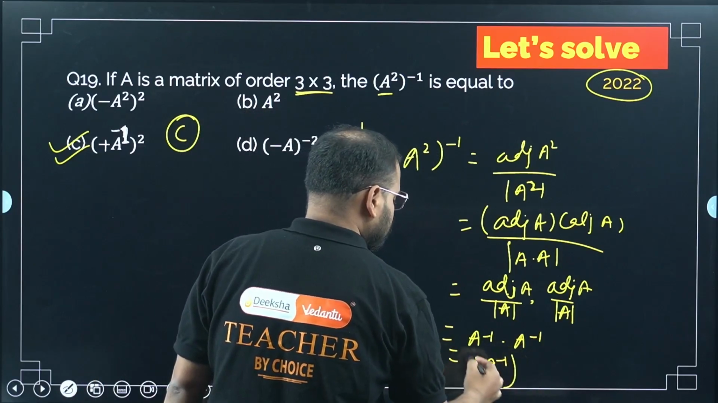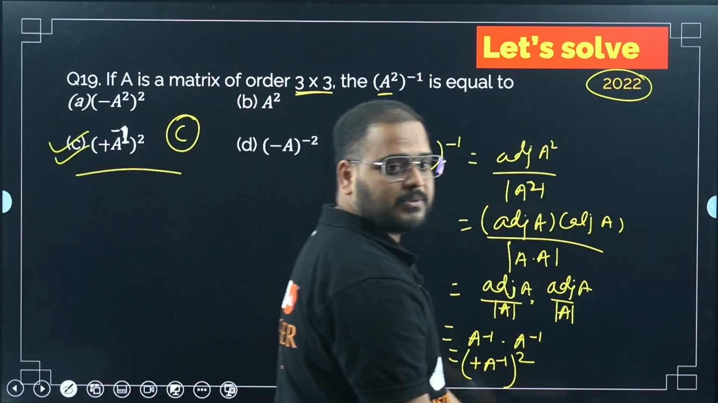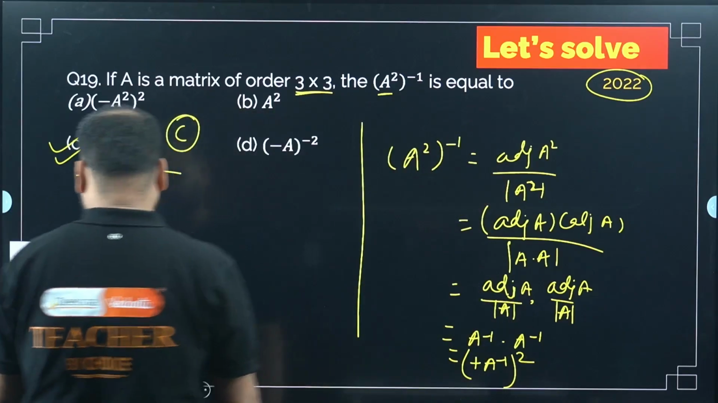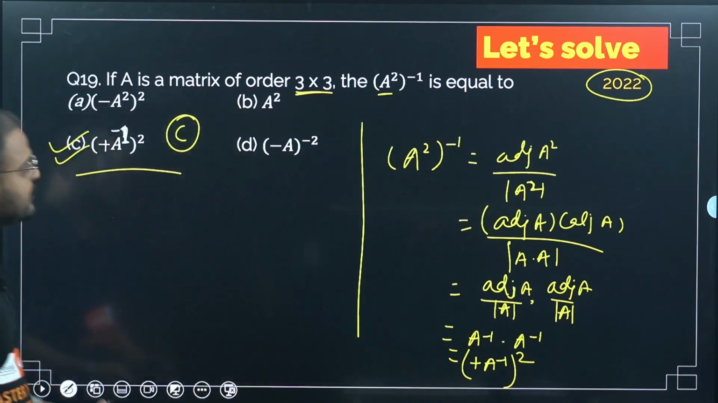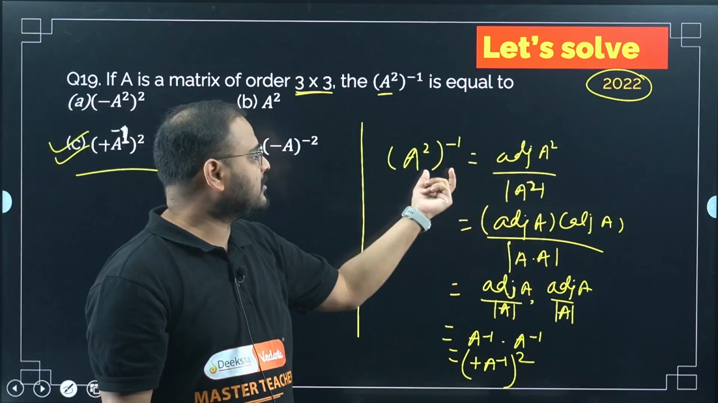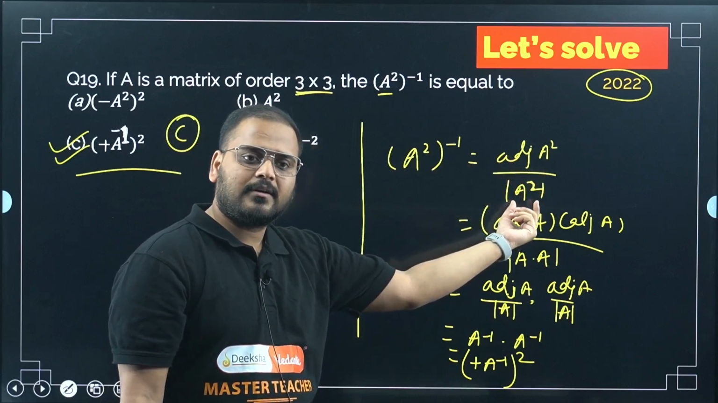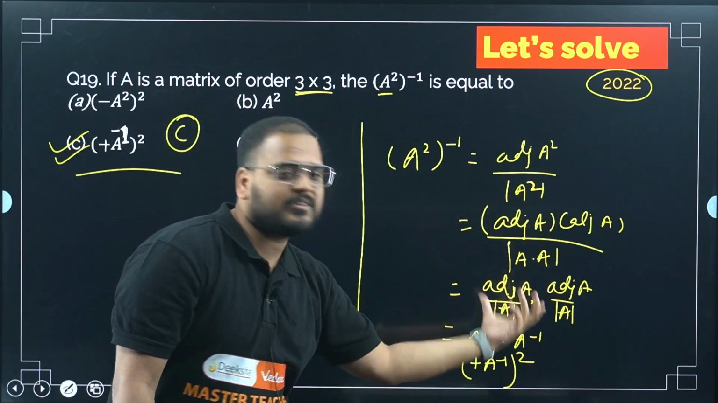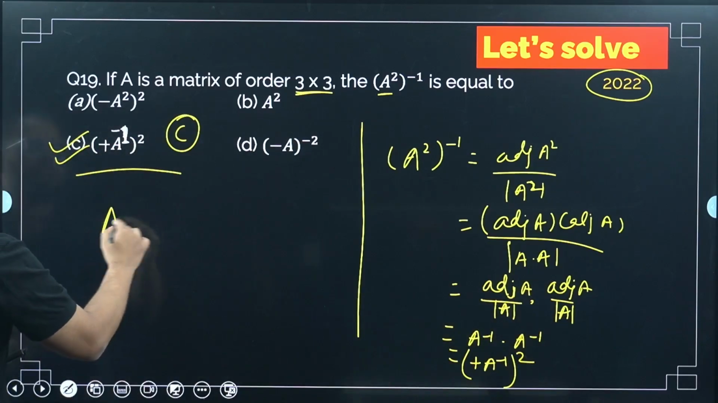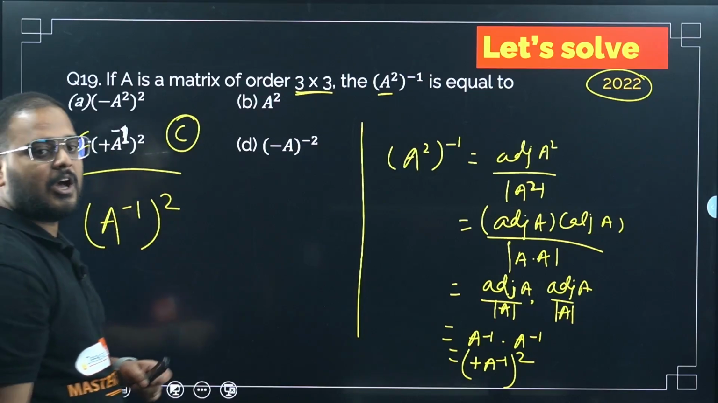A inverse square. Option C. Please check here. Option C. A inverse square. I hope this is visible. Please check. I started from here. I wrote the inverse form for that. What is the formula for inverse? That matrix adjoint by the determinant of it. I proceeded with those properties, and I got the answer as C. What is the answer? The answer is A inverse square, option C.